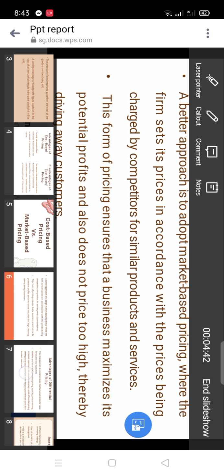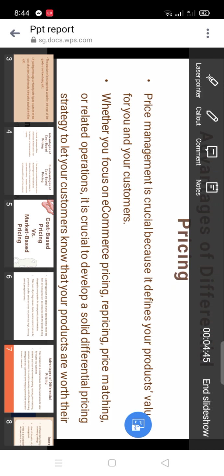The advantage of differential pricing. Price management is crucial because it defines your product values for you and your customers. Whether you focus on e-commerce pricing, repricing, price matching, or related operations, it is crucial to develop a solid differential pricing strategy to let your customers know that your products are worth their time and investment. Let's look at a few advantages of having a differential pricing strategy.